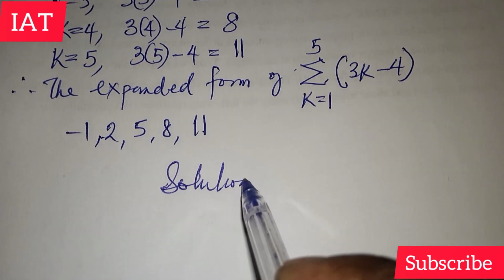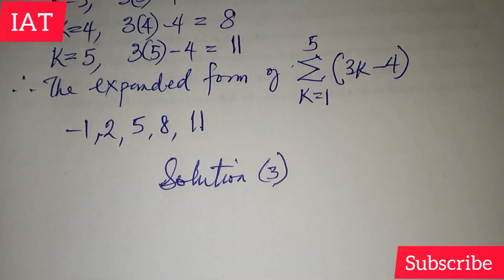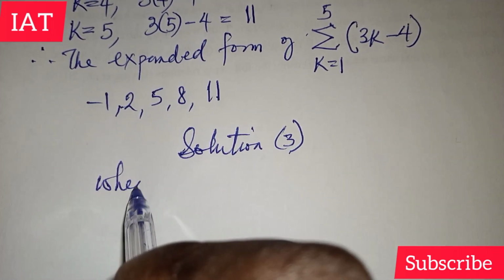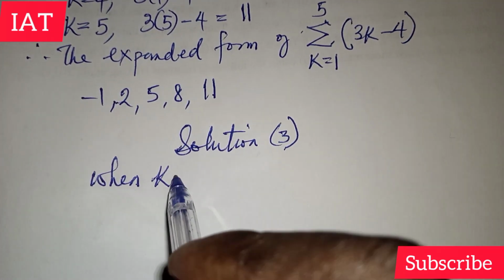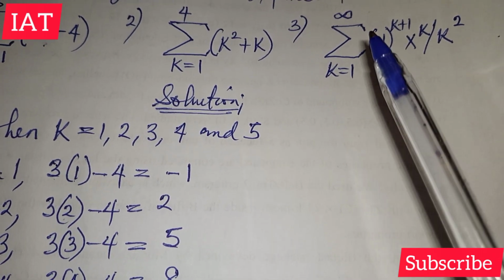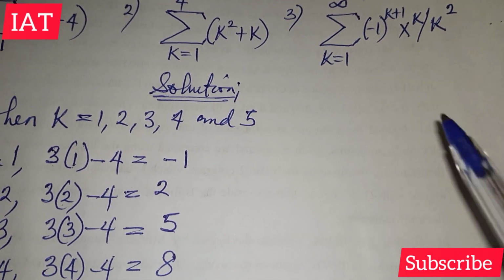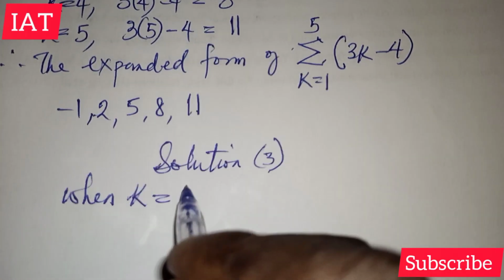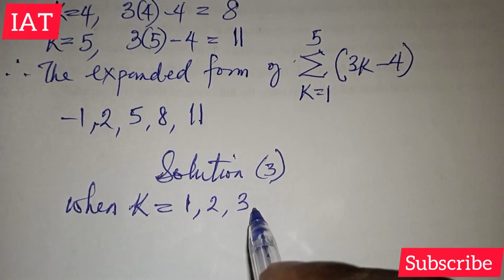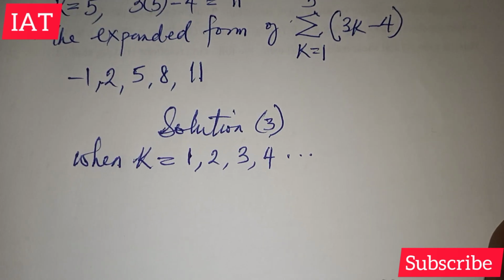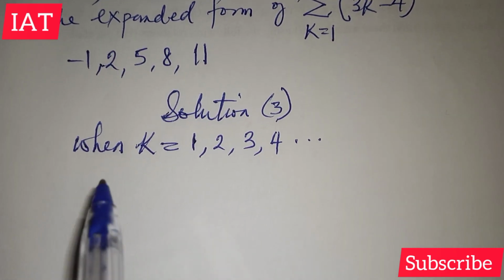Solution to number 3. In this number 3, we will want to write the same information when k is equal to, here it says k from 1 up to infinity, meaning it doesn't have an ending for these parameters. So what you need to do at this point is say when k is equal to 1, 2, 3, 4, dot, dot, dot.